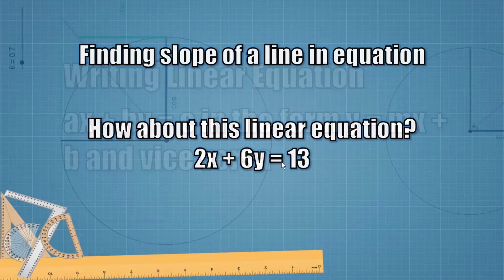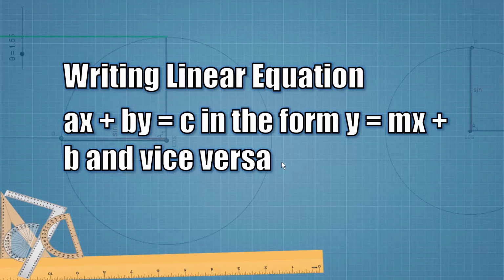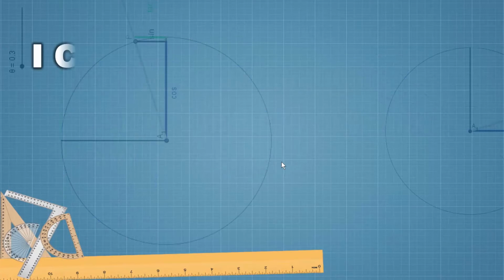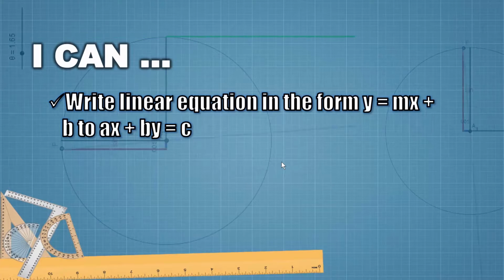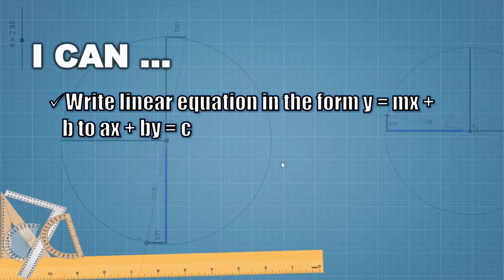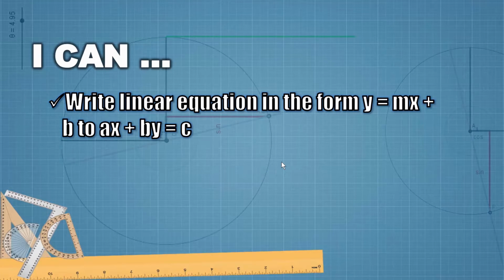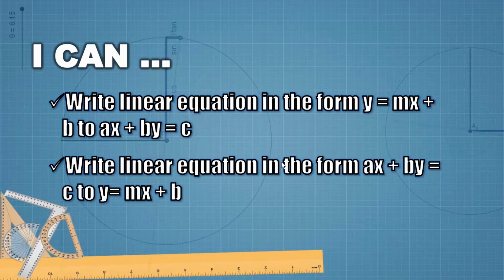Alright, our lesson for today will help you to find the slope of a line even if it is not in the slope-intercept form. Our lesson for today is about writing linear equation ax plus by equals c in the form y equals mx plus b or vice versa. At the end of this lesson, you are expected that you can write linear equation in the form y equals mx plus b to ax plus by equals c. Write linear equation in the form ax plus by equals c to y is equal to mx plus b.